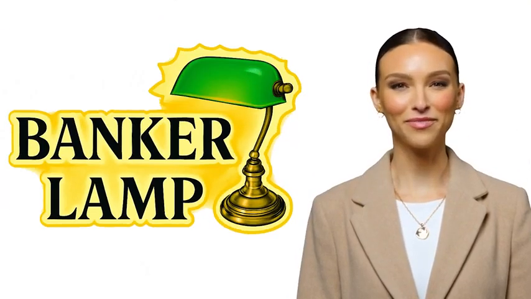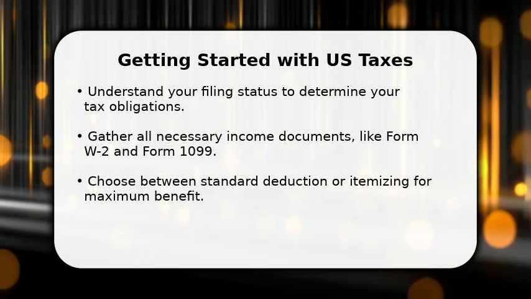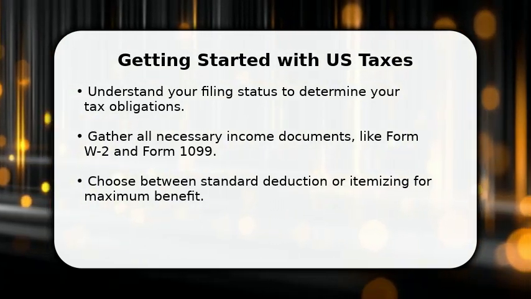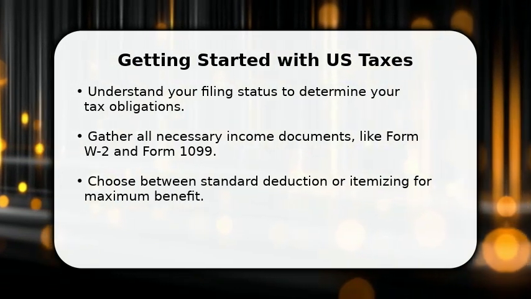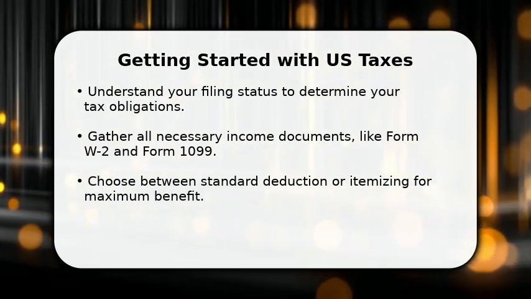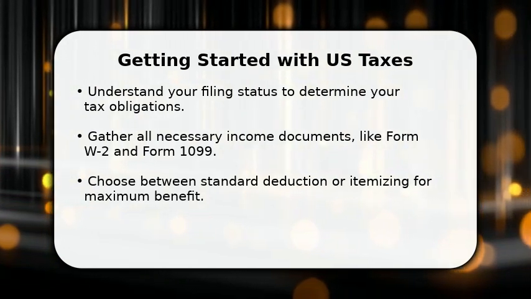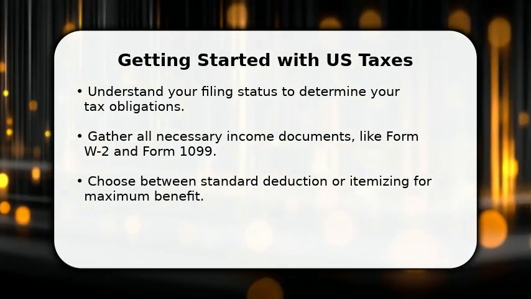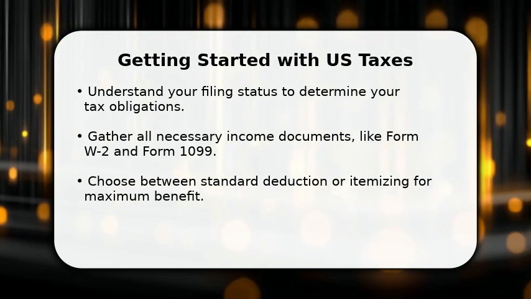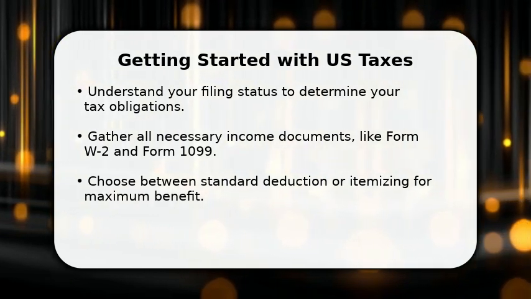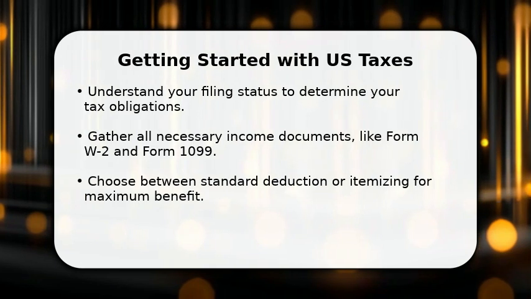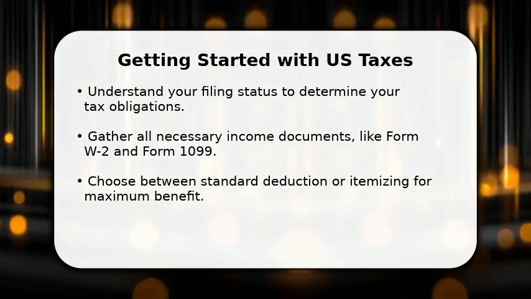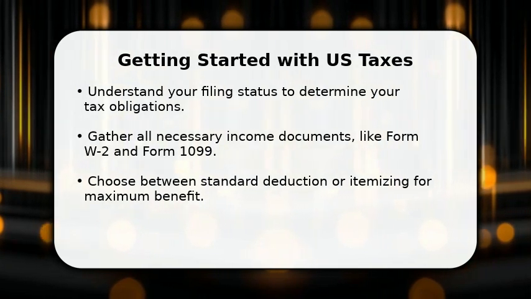In this video, I will explain how to file U.S. taxes. First, identify your correct filing status, such as single, married filing jointly, or head of household, as this impacts your deductions and credits. Next, collect all your income statements, including any W-2s from employers and 1099s for other income sources. Finally, decide whether to take the standard deduction or itemize, which can significantly reduce your taxable income. This initial preparation is crucial for an accurate filing.